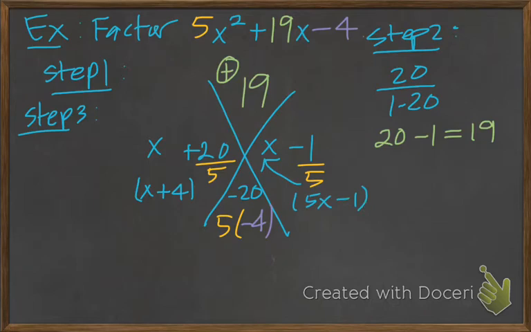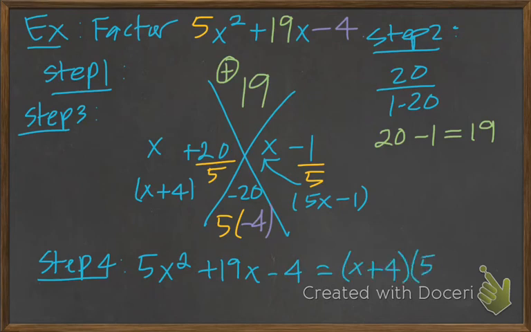And so 20 divided by 5 is 4, so we have x plus 4 in one parentheses. We move that 5 in front of the x, and we have 5x minus 1. Finally, our solution, which is the final step, is 5x squared plus 19x minus 4 equals x plus 4 times 5x minus 1. And there we are.